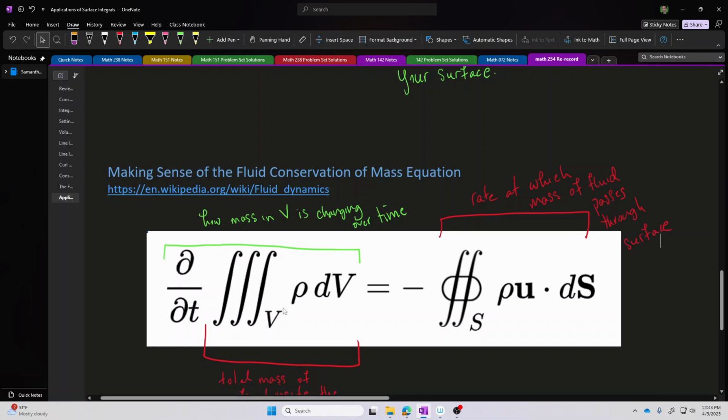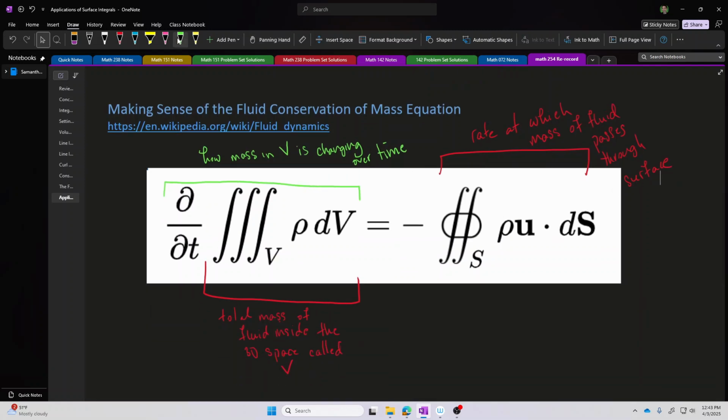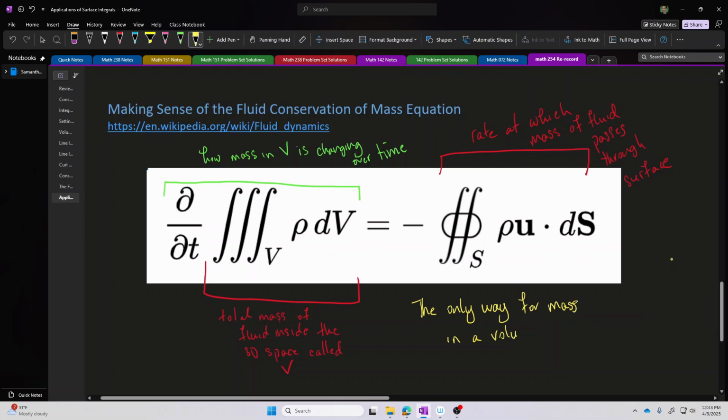So by setting these two quantities equal to each other, what is being asserted in this mathematical equation is the following. The only way for mass in a volume to change is for mass to pass through the surface of that volume.